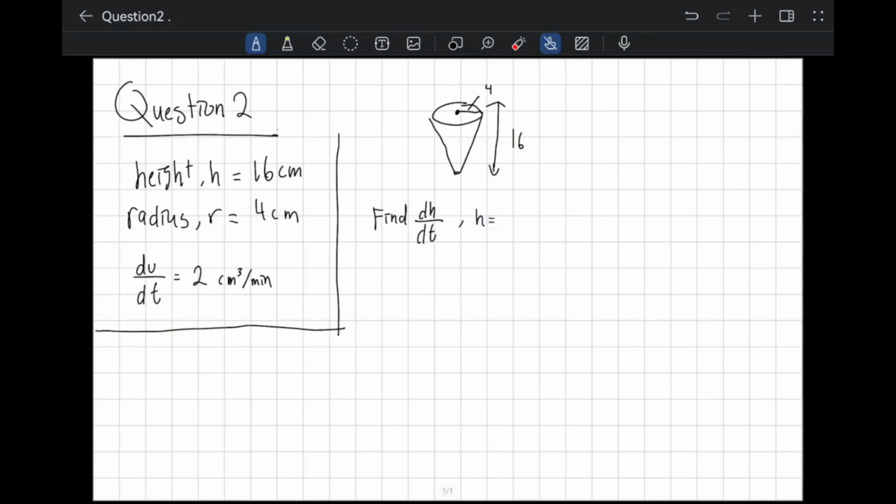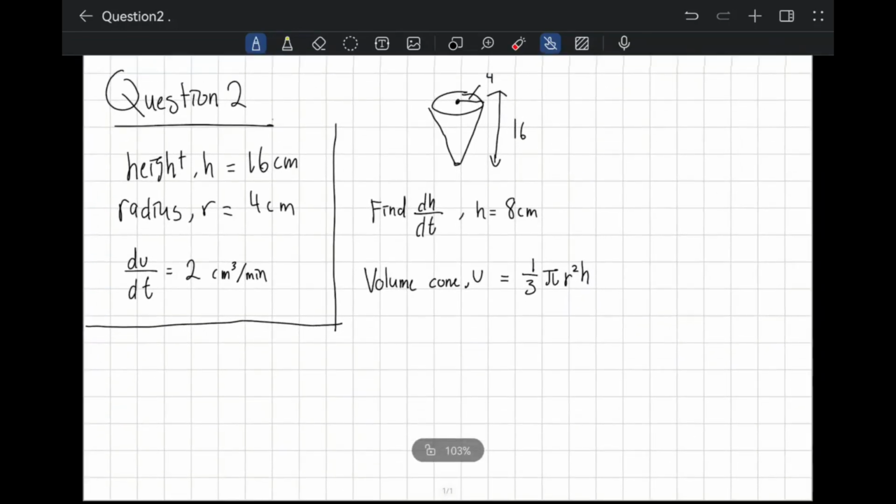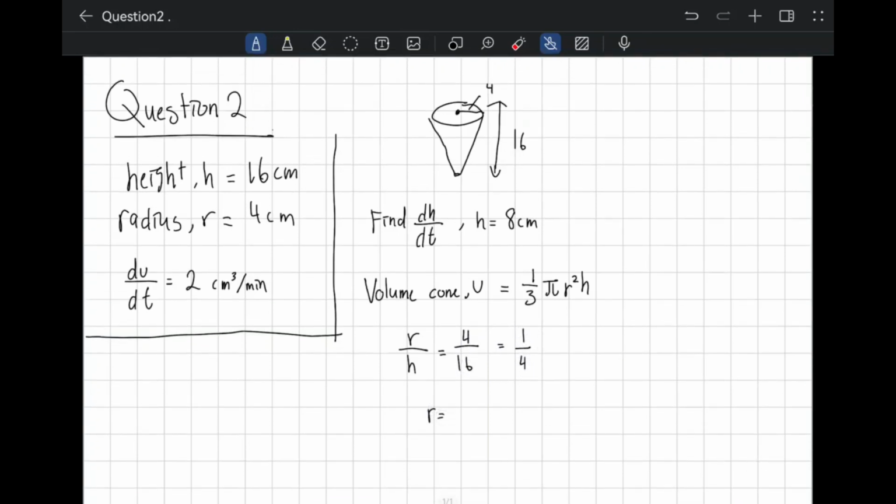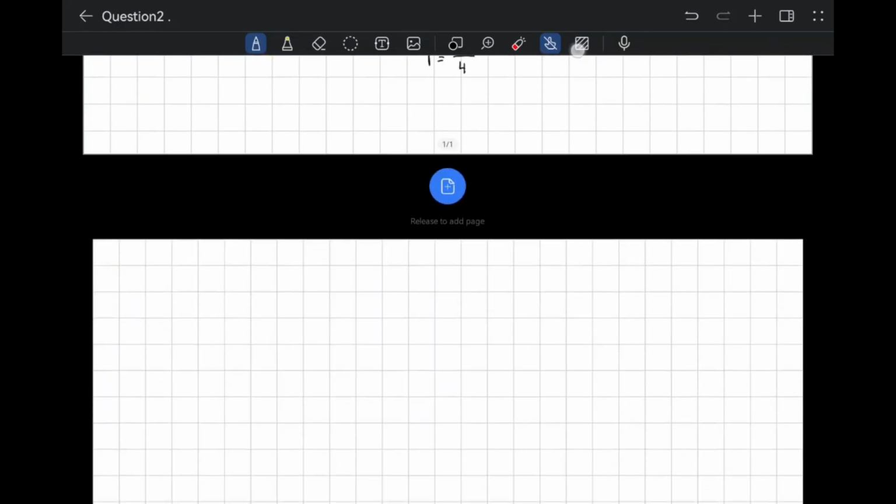First we need to find the volume of the cone. The formula for volume is 1 over 3 times pi times r squared times h. Secondly we need to find the ratio of the cone. So r over h equals 4 over 16 equals 1 over 4. So the ratio for radius to height is 1 over 4, and from this we know that r equals h over 4. So we continue with the solution.